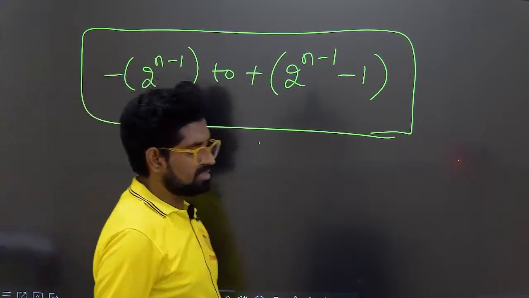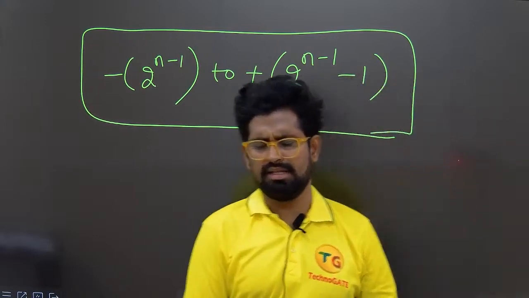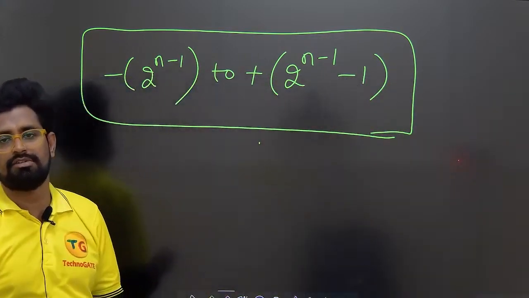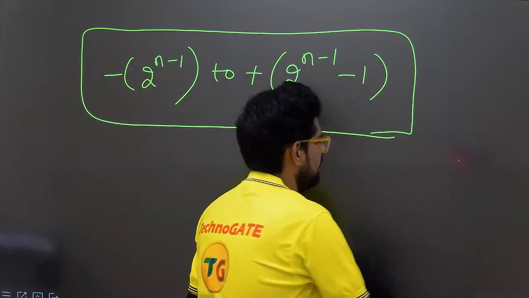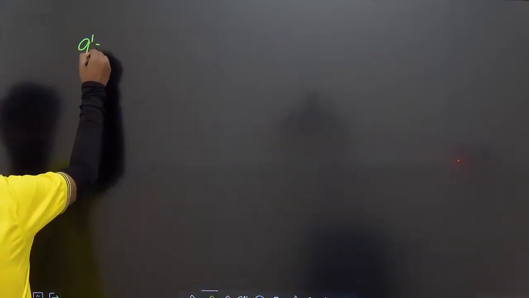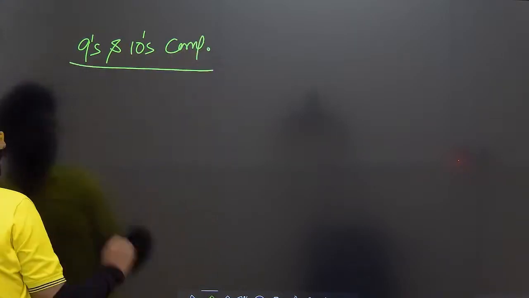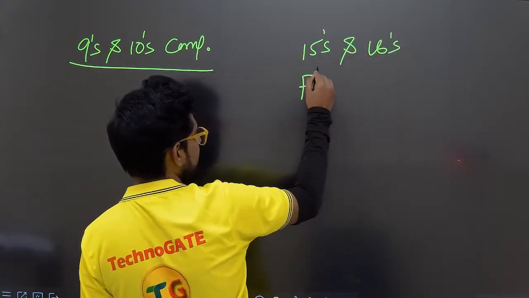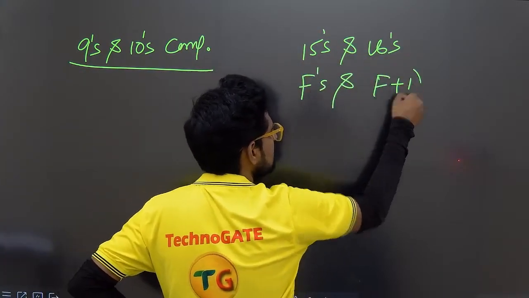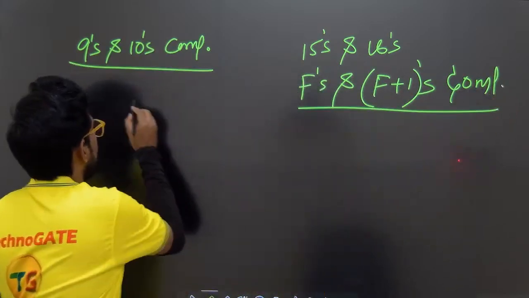Okay. So in this way there are various types of representations like unsigned magnitude form, signed magnitude form, 1's complement form and 2's complement. Here I am continuing with the next topic, which is 9's and 10's complements, which is also important, and 15's and 16's, which is F's and F plus 1's complement. So let me discuss this.